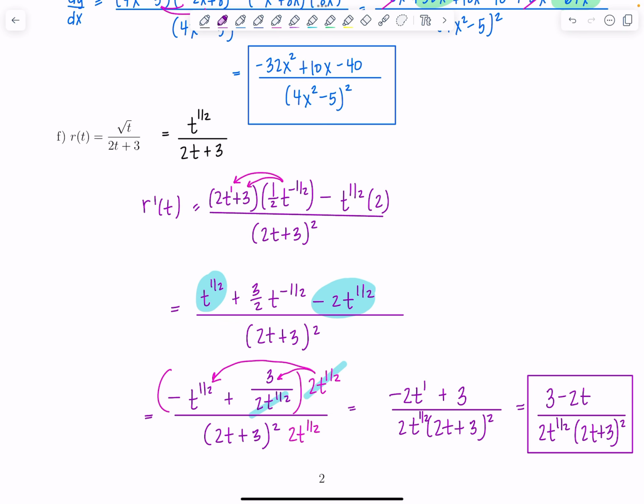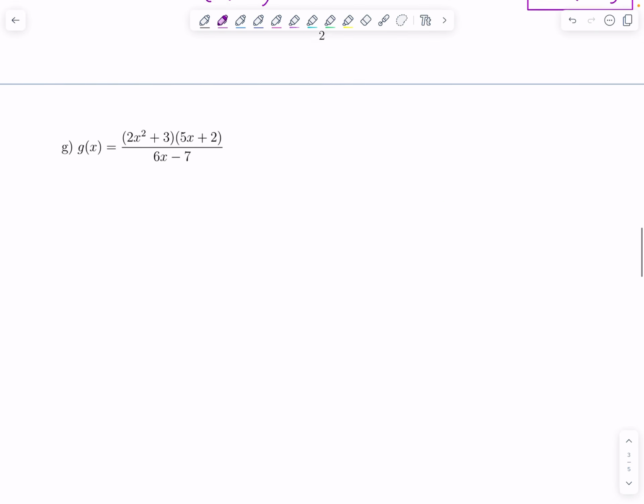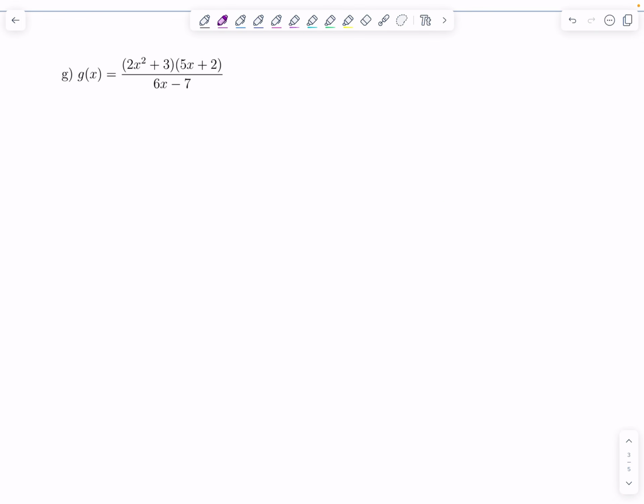Okay, beautiful. Are you ready for the semi-grand finale? Okay, so last example for these kind, we have a couple more after this. We have g of x equals 2x squared plus 3 times 5x plus 2 over 6x minus 7. So notice we're going to have to do the quotient rule, but we'll also have to do the product rule when taking the derivative of the numerator.